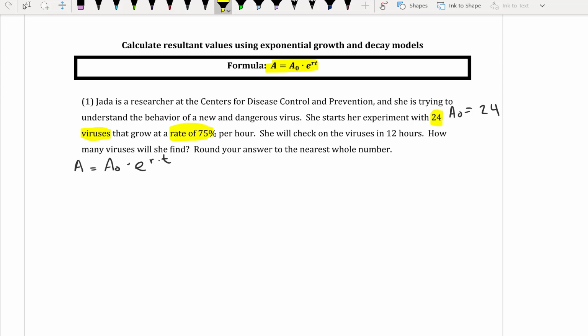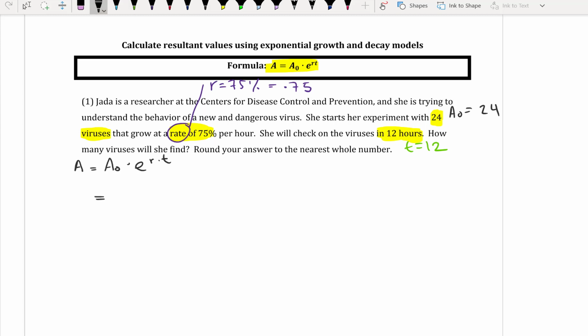Here I have my rate. My rate is 75%, which translates into 0.75. And she is going to check on the virus in 12 hours. So that's a time. So t is equal to 12. So how many viruses will she find? Here is what's going to happen at the very end. How many will she have total?